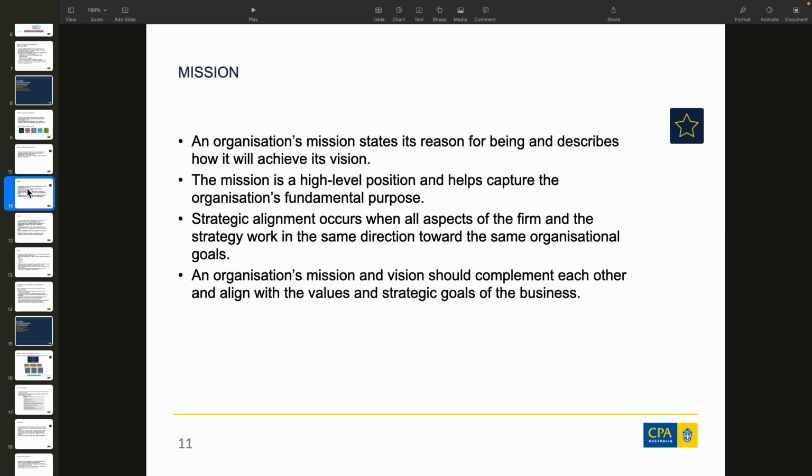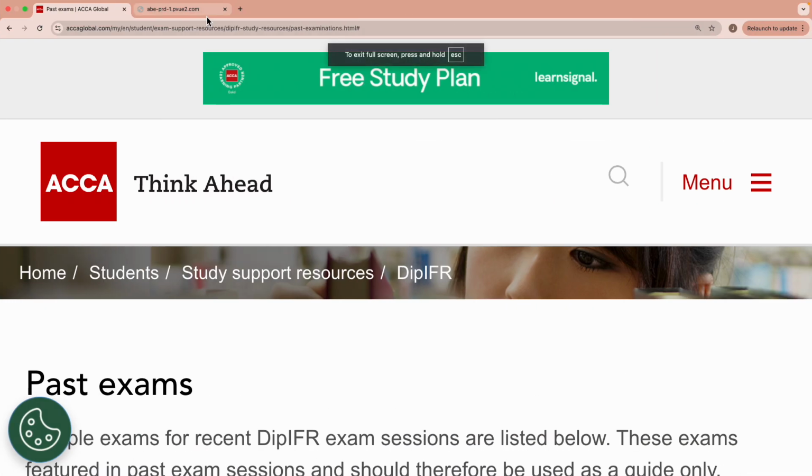Now, an organization's mission and vision should complement each other and align with the values and strategic goals of the organization. So there must be some form of alignment. Now, it's not necessary or easy to get this alignment. So a lot of companies may not actually do the alignment.